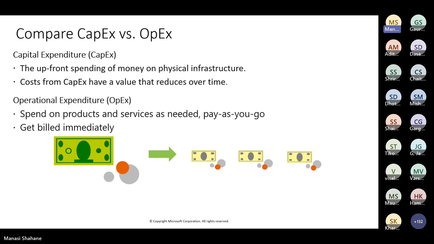Though CapEx decreases over time, it doesn't go away completely, because you're still paying the maintenance team that is maintaining your servers, etc. You still need to pay them. You still need to pay for the electricity, correct? Sorry, electricity comes into the OpEx model, sorry for that. But like I said, maintenance of the servers and the infrastructure is a part of the CapEx.